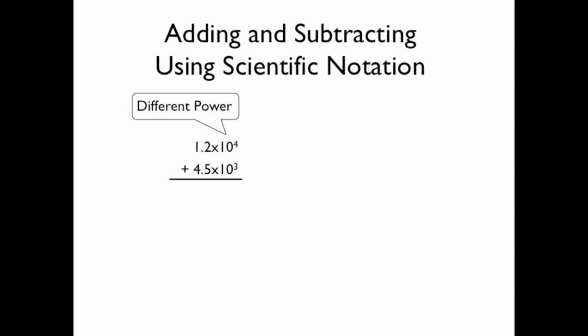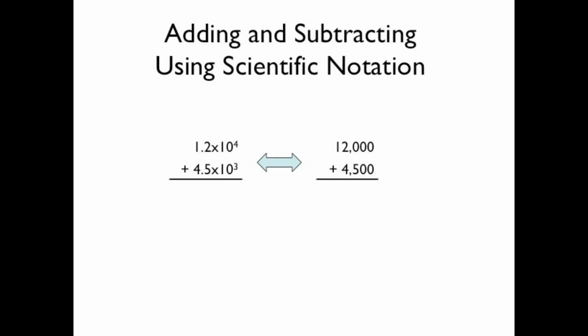You could just change both numbers into their original decimal representation and add them. For example, 1.2 times 10 to the 4th plus 4.5 times 10 to the 3rd in decimal representation is 12,000 plus 4,500, and the sum is 16,500, which you could go back and write in scientific notation as 1.65 times 10 to the 4th.